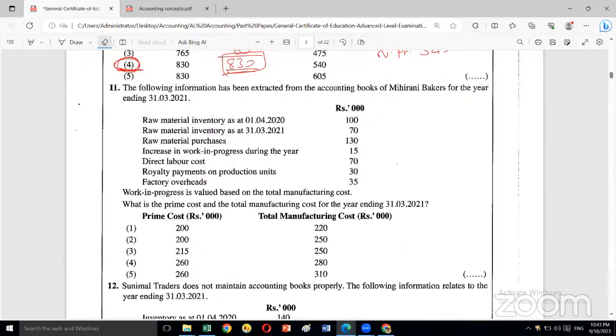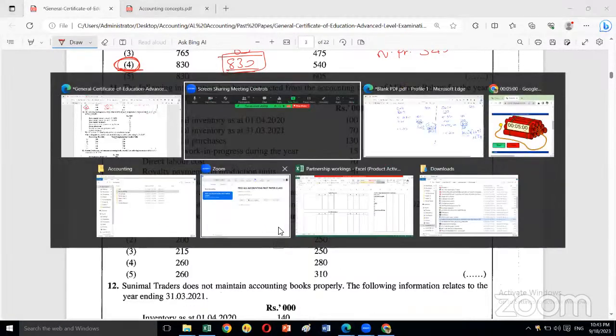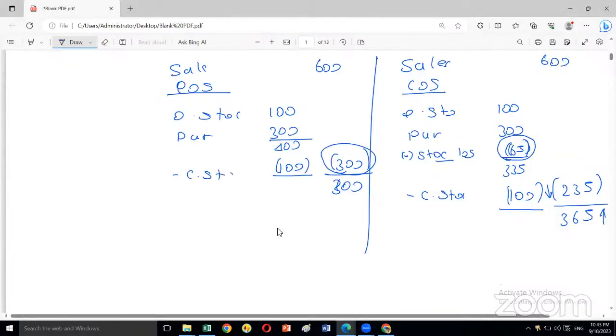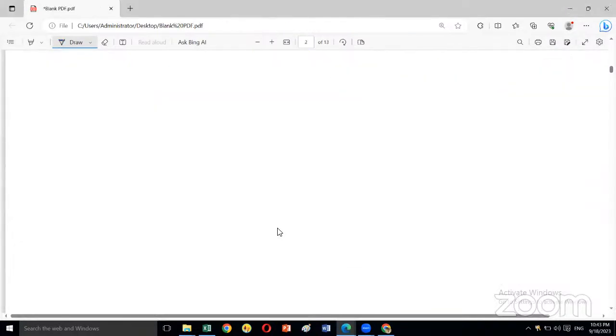The question says the following information has been extracted from the accounting books of Mihirani Bakers for the year ending 31/3/2021. They ask you to calculate the prime cost and the total manufacturing cost. Now I am going to record this in this sheet. I want to find the prime cost. First, raw materials.